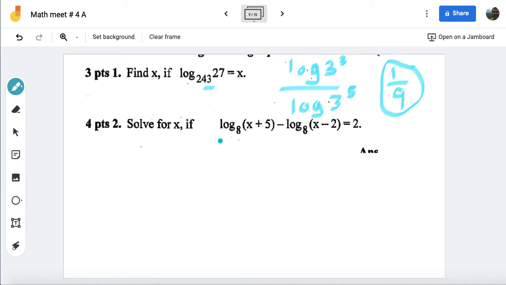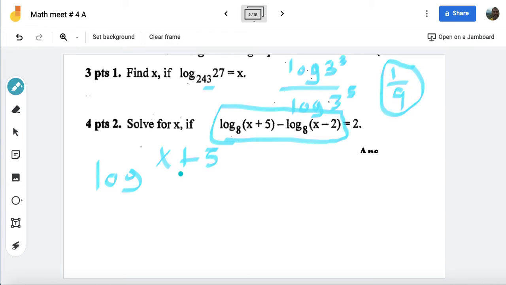For this one, we need to write this as a single log first. After we write it as a single log, we can bring in this 2 part. So because it's a subtraction, I need to divide. Oh boy, 4-point problem. Let's see, maybe I can do this. Log of x plus 5 over x minus 2, and this is to the base of 8, and that still equals 2.